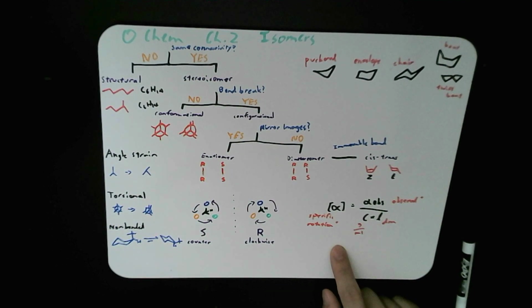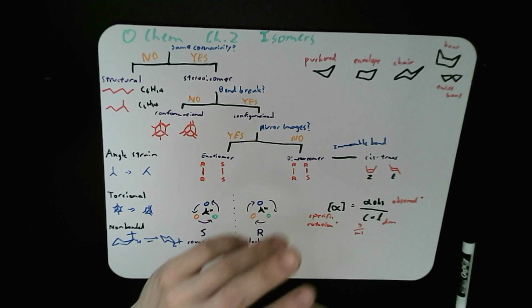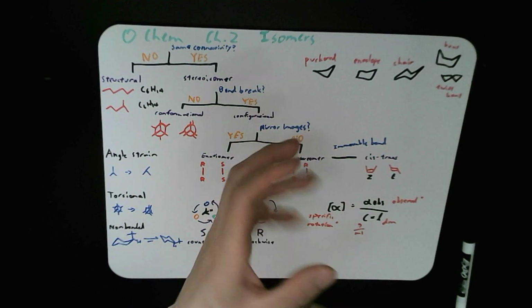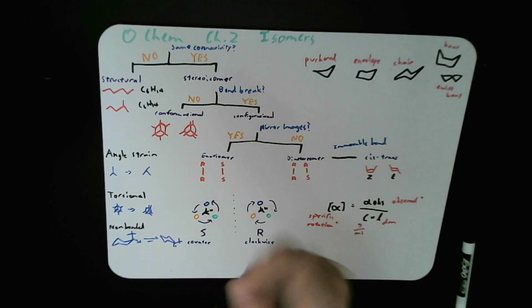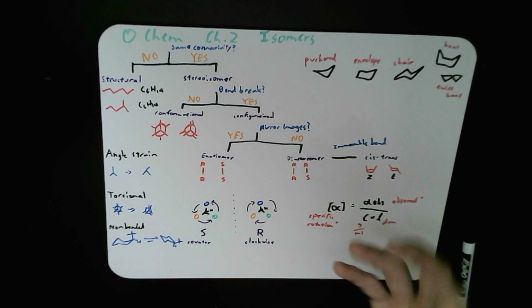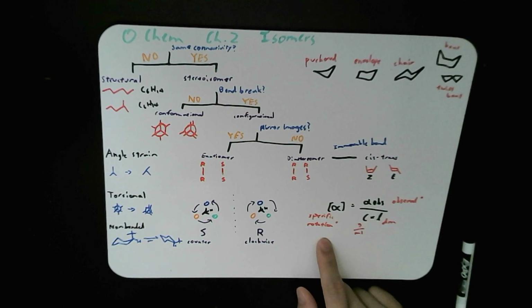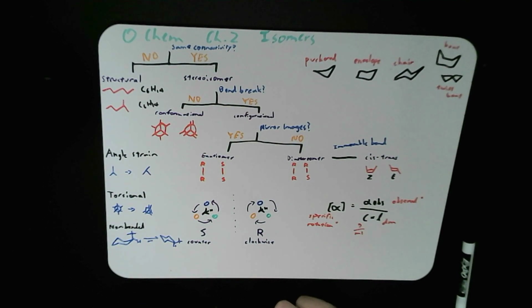Next, we have specific rotation. Specific rotation is the way the molecule rotates plane-polarized light when it's exposed to it. When polarized light hits the compound, it will either rotate dextrorotatory, which means clockwise, or levorotatory, which means counterclockwise. It cannot be determined from looking at the structure itself, only conducted experimentally.